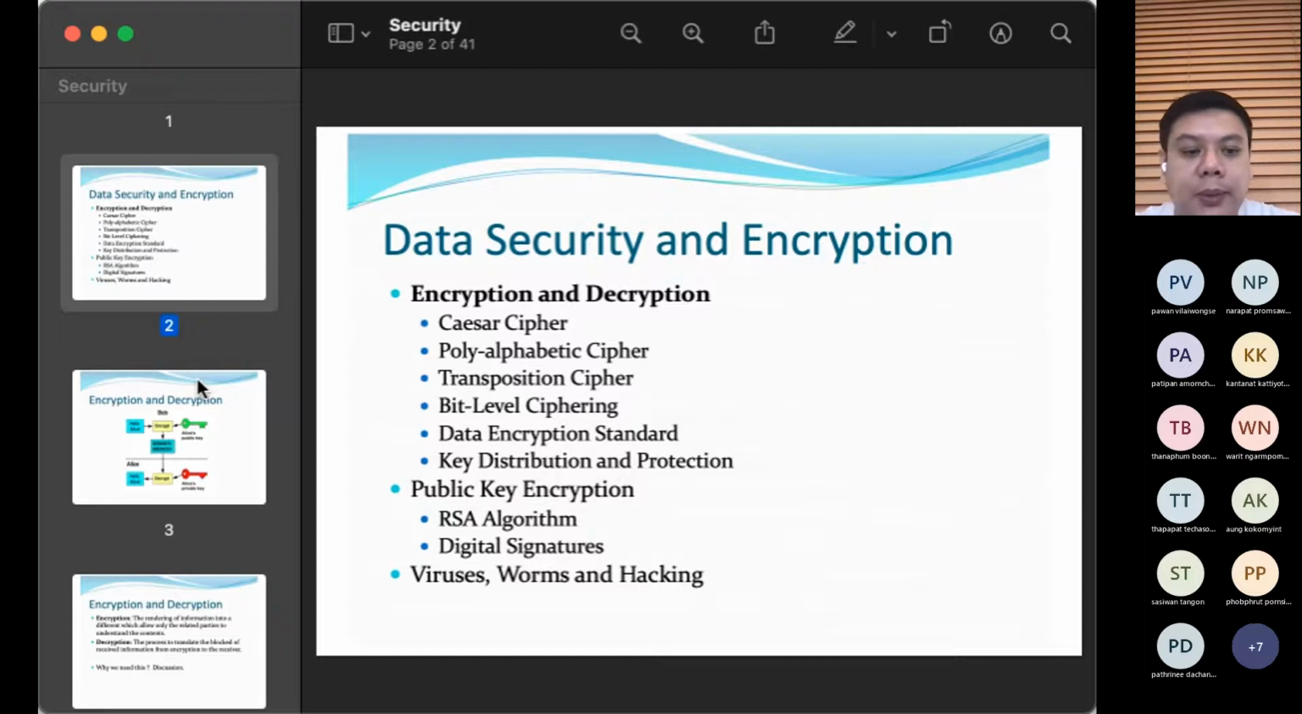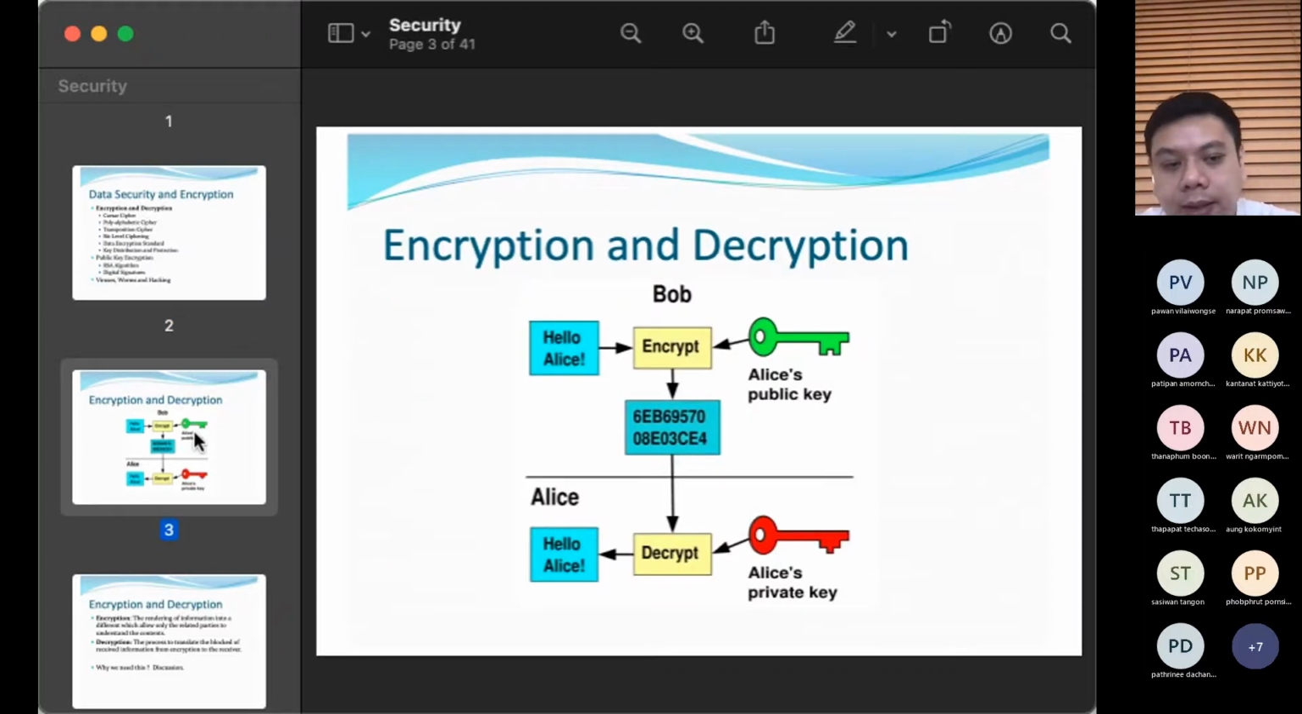If we talk about this, we would like to get back to the very fundamentals, the very basics. What is encryption? What is decryption? The idea is this: for example, we have two people, Bob and Alice. Normally if we're talking about security, there are two guys, one is Bob and one is Alice. They want to talk to each other. Bob would like to send the words "hello Alice". Hello Alice.